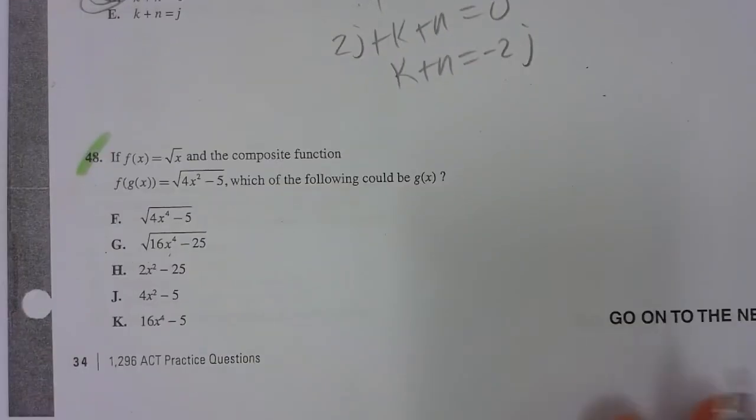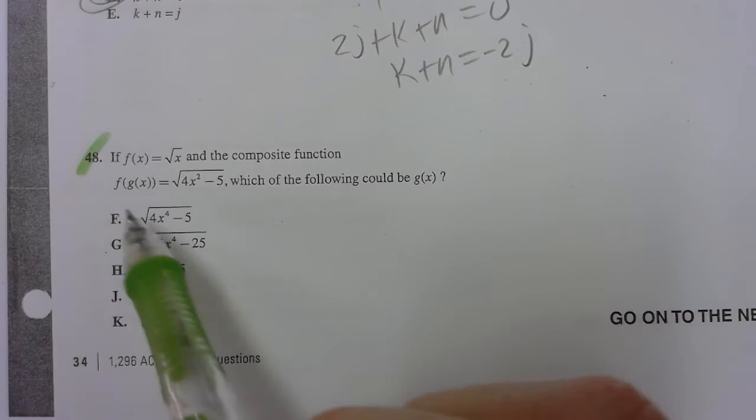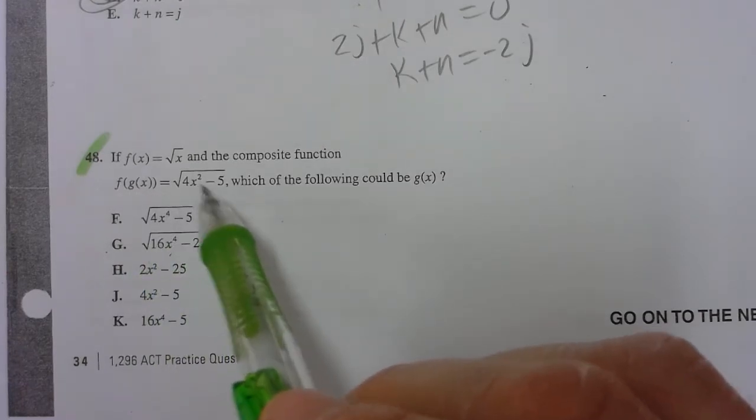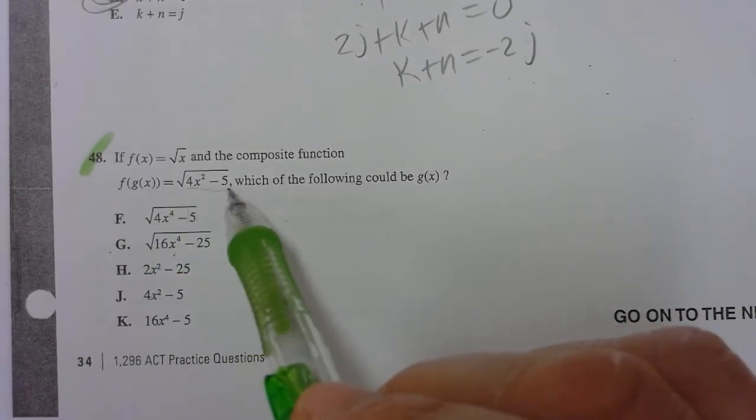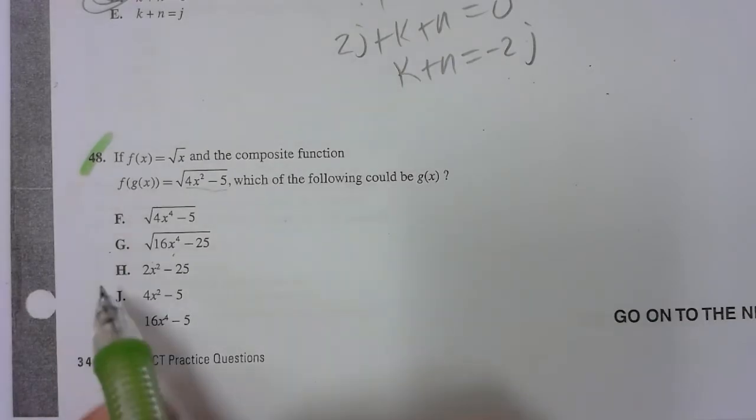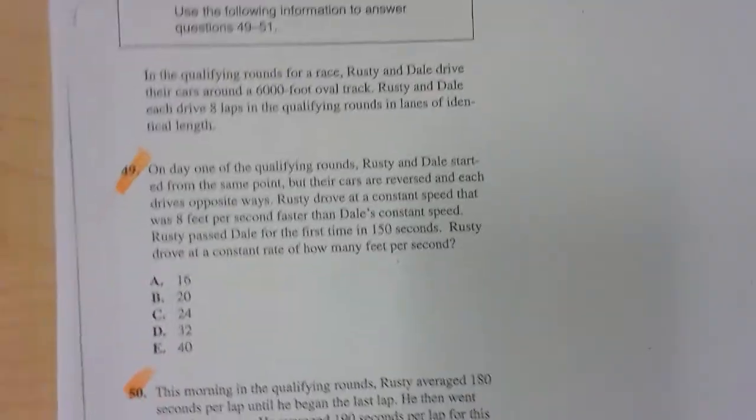48. Basically, this is a composition of functions, you're putting the g function inside the f function, so that's the g function right there. So the answer is J. And that takes us to the next set of 5.